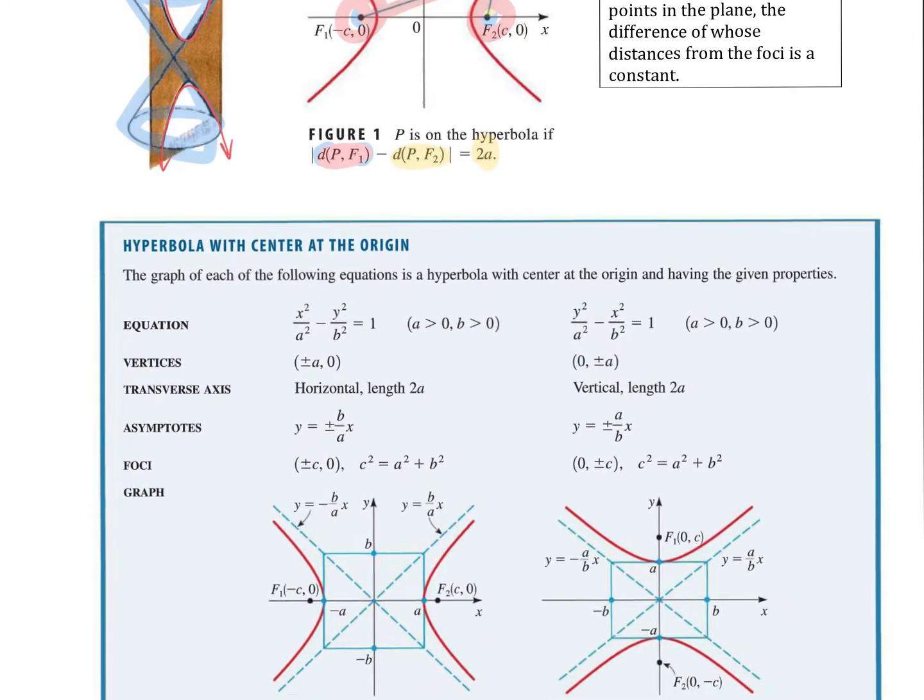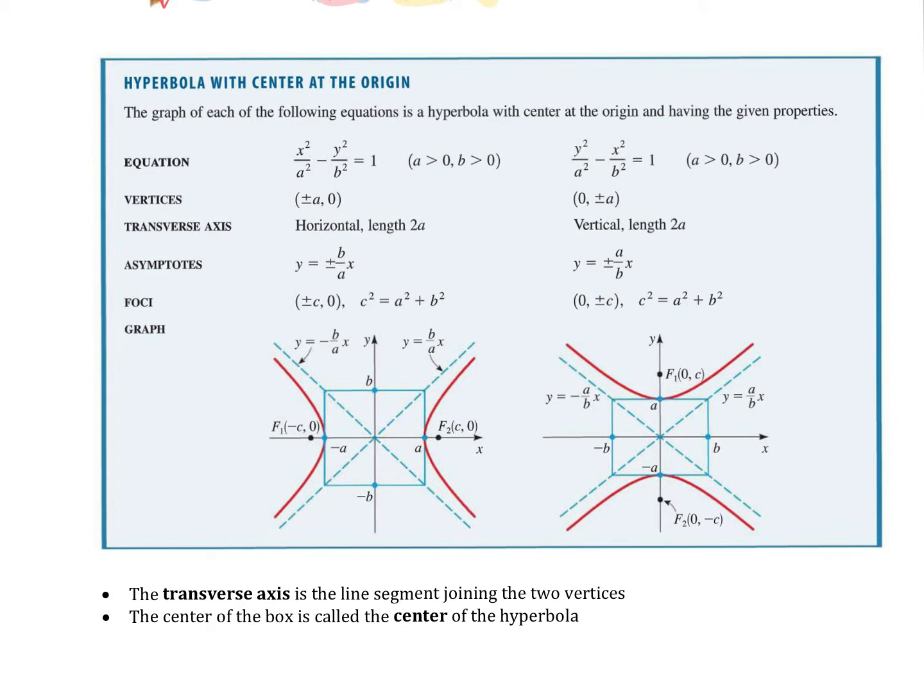Since they're opposites, you'll notice that in the formulas for them. So the formulas for a hyperbola with the center at the origin: the graph of each of the following equations is a hyperbola with a center at the origin and having the given properties. So we're going to have the two opposite ones. As usual, one is focused on the x-axis and one is focused on the y-axis.